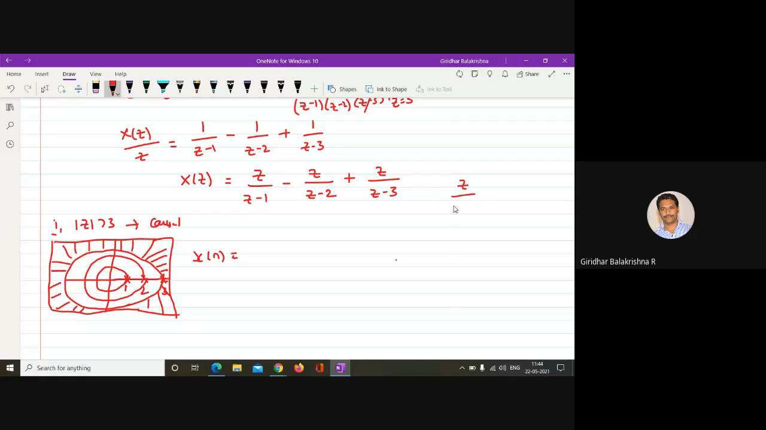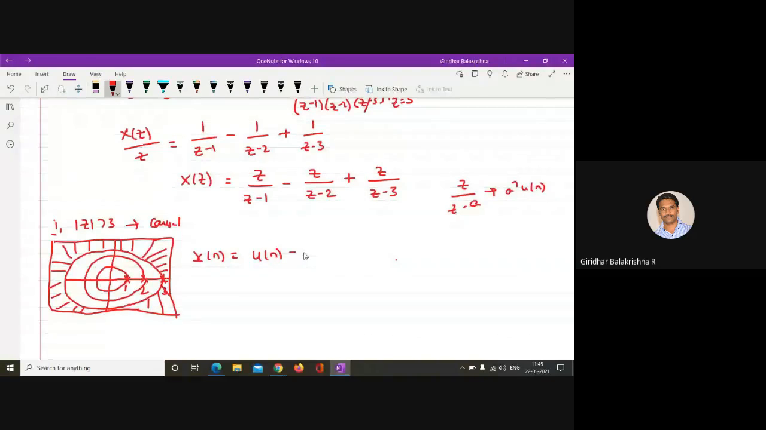Formula for Z by Z minus A is what? A power n into u of n. In the same fashion, as all the three poles are causal, therefore for z by z minus 1 it is 1 into u of n. 1 power n is 1, therefore u of n.